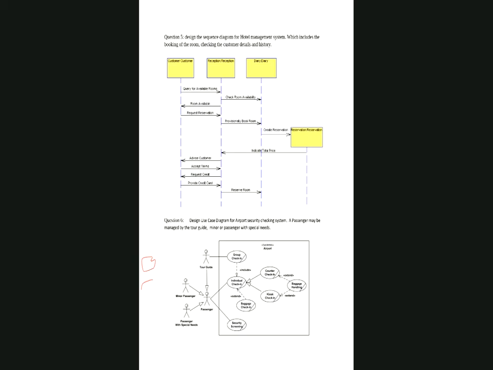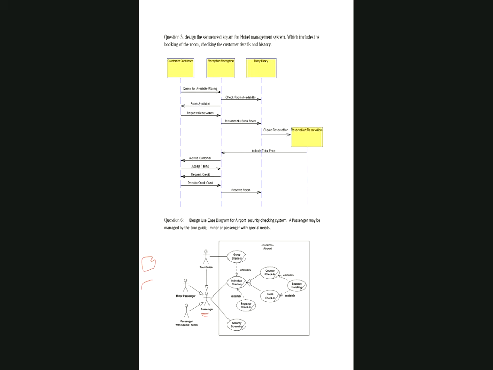Now, in this system there are many actors interacting. Suppose a passenger may be flying alone, or maybe some group of people traveling together are going on some excursion or picnic. Keeping that in view, the passenger has been divided into three categories. This is the passenger, the actual actor. Now this actor can be of different types. I'm using generalization here.